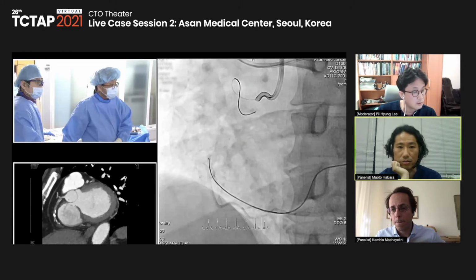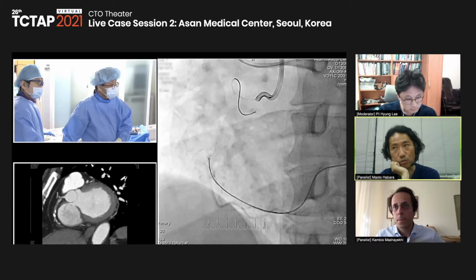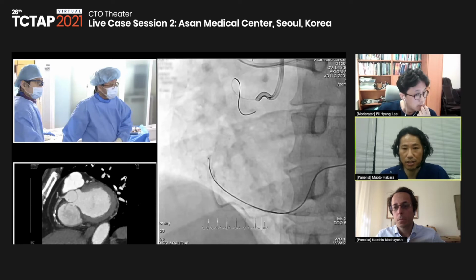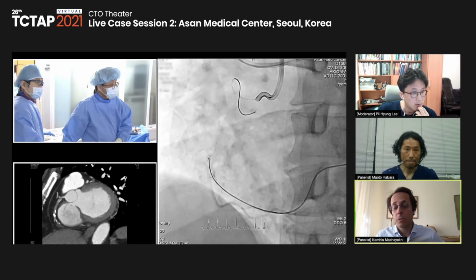That is 0.041 inch, so we can use every microcatheter. But this epicardial channel is a very large vessel. Sometimes we need a 0.018 coil. Yes, that's important. Cook one, yeah. Sometimes you also need different microcatheters.